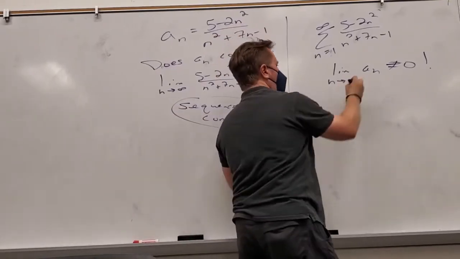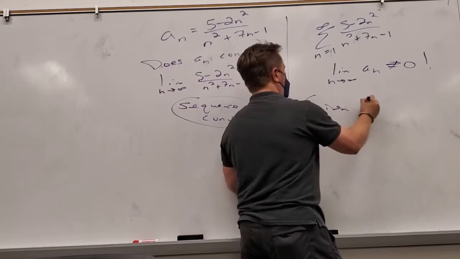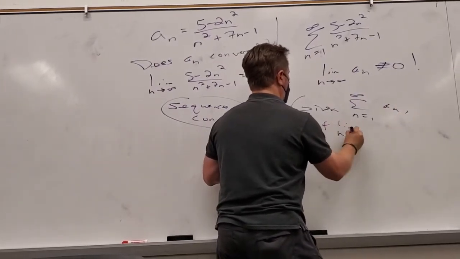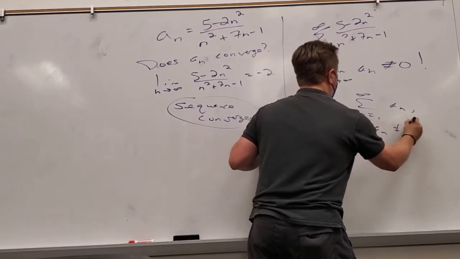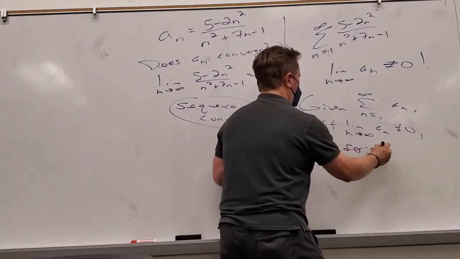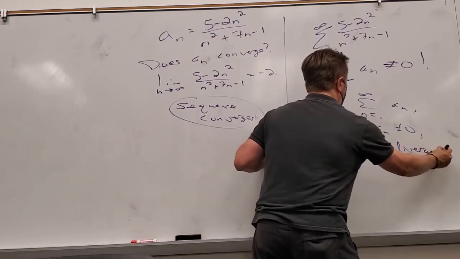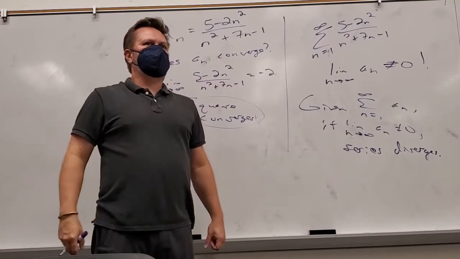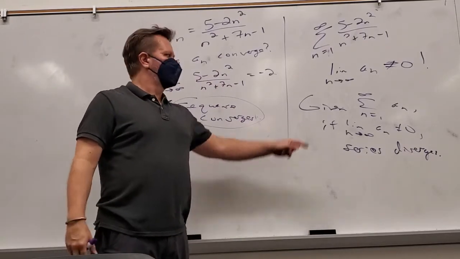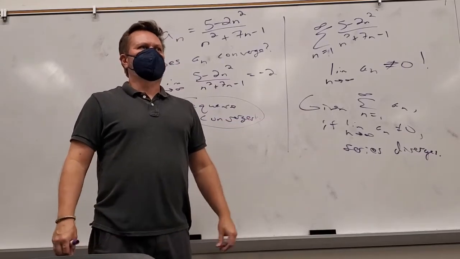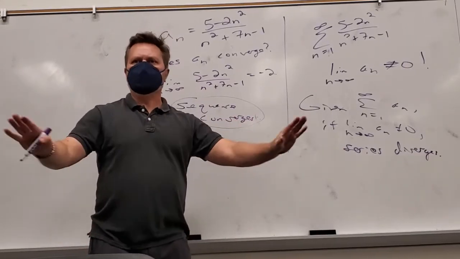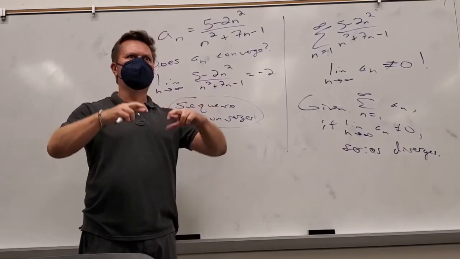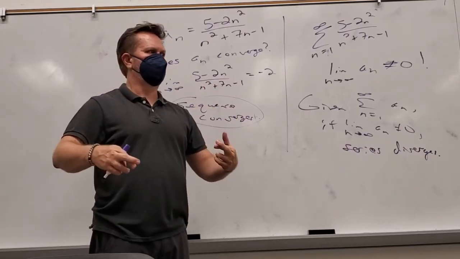So the test for divergence: given a series, if the limit as n goes to infinity of a_n is not 0, the series diverges. So if I give you a series and ask you, is this convergent? What does it converge to? What's the very first thing you do? Look at the limit, right? Because if the limit's not 0, you're done. You've got nothing else to do. Okay, maybe rule out divergence.